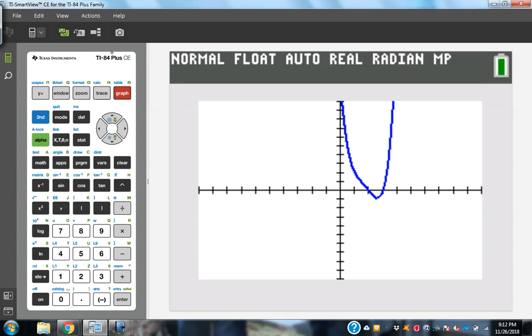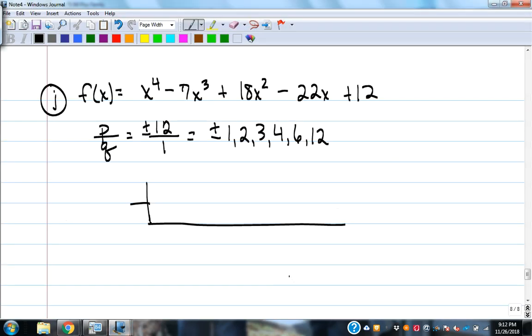I see a couple of good numbers. It's like positive 2 and positive 3. Doesn't matter which one you pick to start with. I just know that those are the two that I'm going to use for sure. Okay. I'm just going to start with the 2. It's a smaller number. No real reason to that. If you want to start with a 3, you could. It works just the same. Okay. 1, negative 7, 18, negative 22, and 12. Drop the 1, go to work.